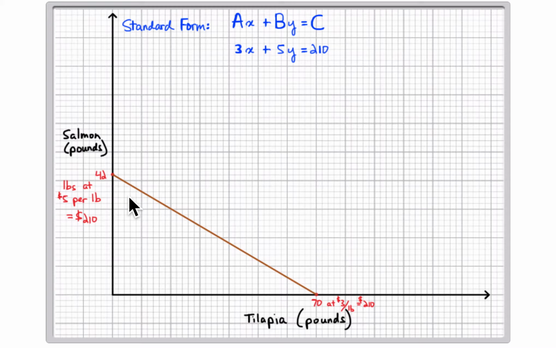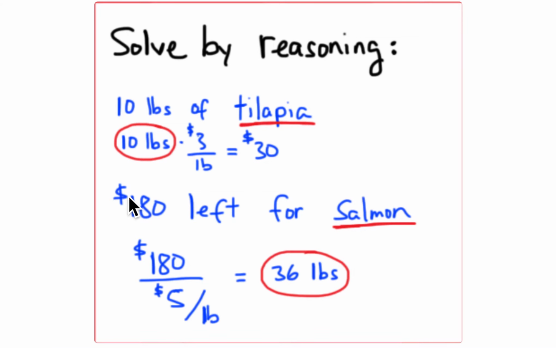All right, so now let's say that your mom sends you to the store and she says, buy 10 pounds of tilapia and use the remaining amount of money to buy all salmon. So you go into the store, you say, I want 10 pounds of tilapia, and the person says, okay, that's going to be $3 per pound. That's going to be $30 for that tilapia. So you take that $30, and now how much do you have left? You have left $180, and the rest of it is going to be spent on salmon.